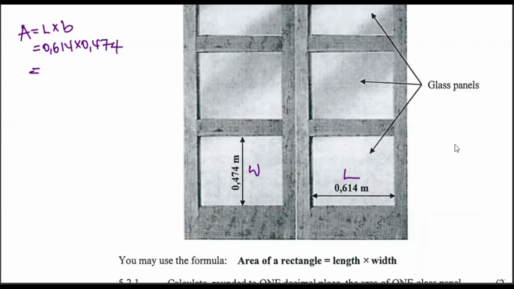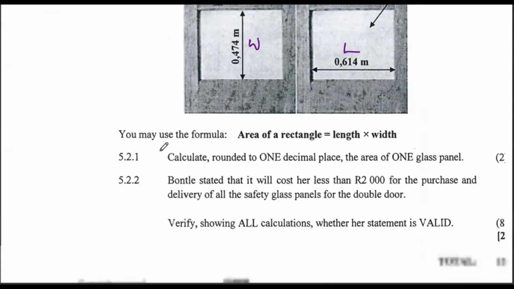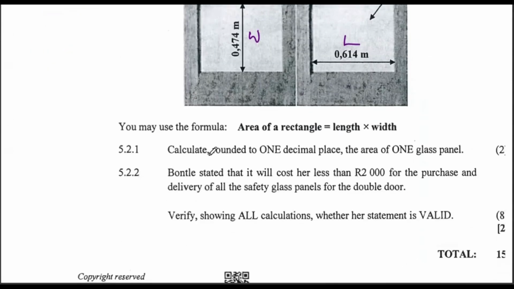So here, only the 1 glass panel equals to this much. These are meters squared. This is the area of only one glass panel. Okay, so we shall continue and we say, it will cost her 2,000 for the purchase and the delivery of all the safety glass panels for the double door.